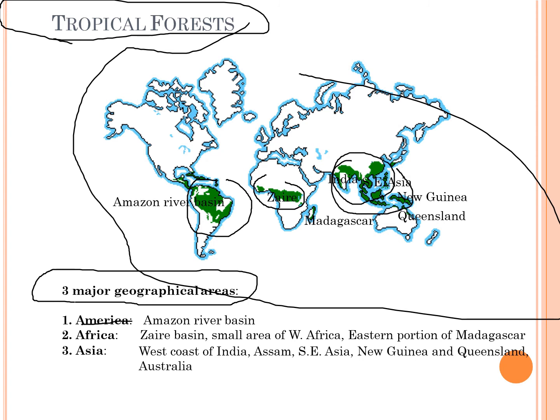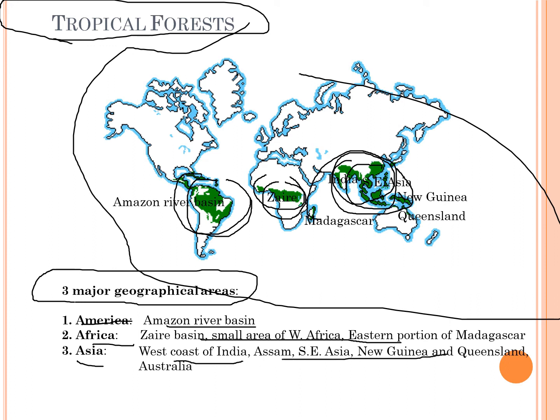In America we have this part, the American part, which is the Amazon River Basin. We have in Africa, this, which is the Zaire Basin, and small regions of Western Africa, and then we have it in Asia. The Asia regions mainly comprise regions in India, which has the west coast of India, Assam, and all of the regions. We also have it in Australia, Queensland, and New Guinea.